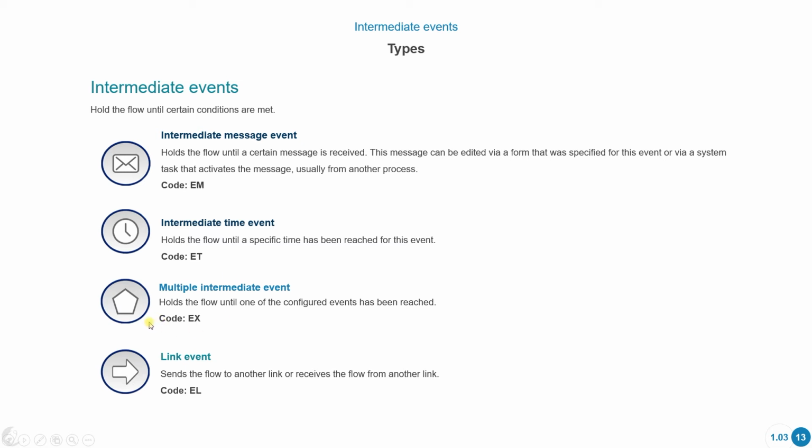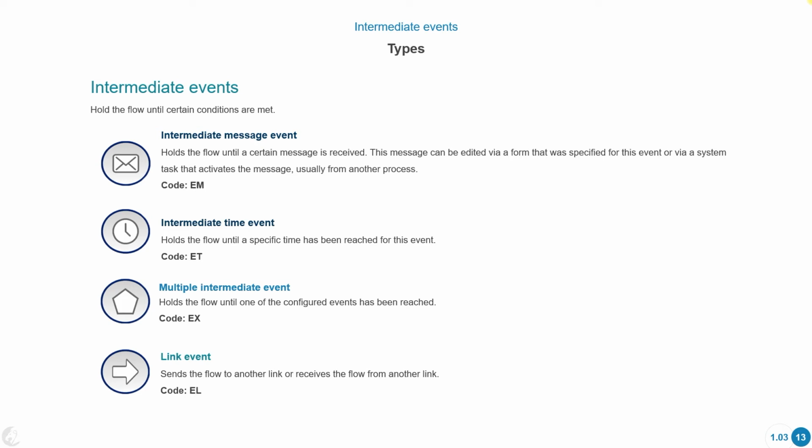A multiple intermediate event does both things. It holds a flow until one of the configured events has been reached. And then we have the link event that allows us to link two different flows in a diagram.